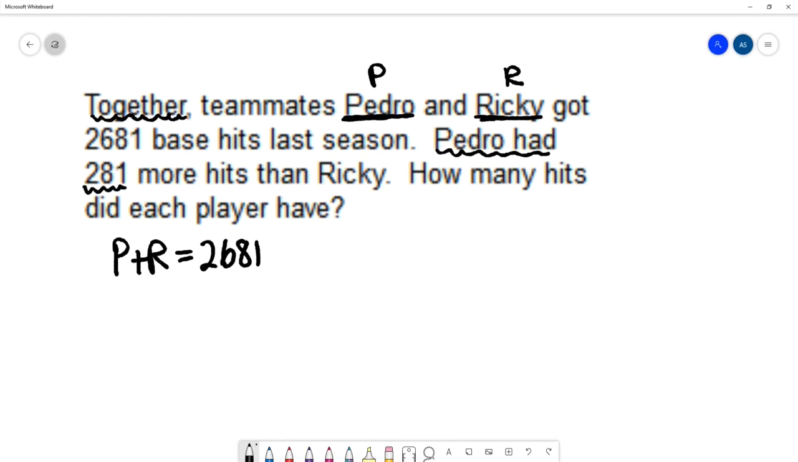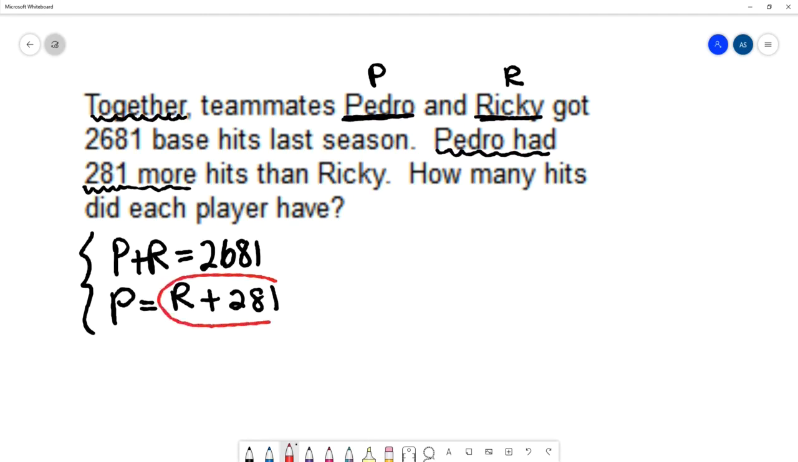Pedro had 281 more hits than Ricky. So we get the equation P equals R plus 281. So this is our system of equations. And I'm going to solve this system with substitution because I already have this P solved for, and I'll substitute it into the first equation.